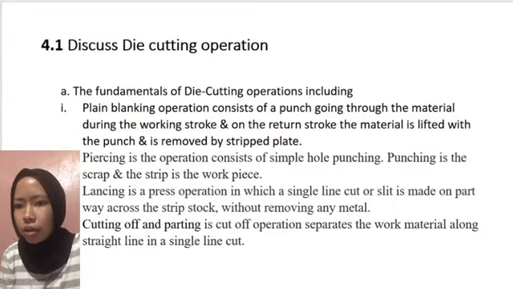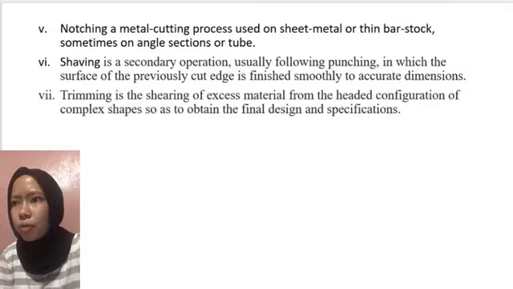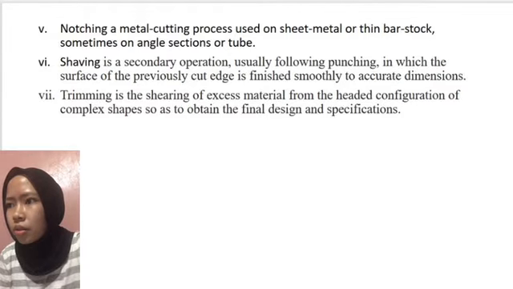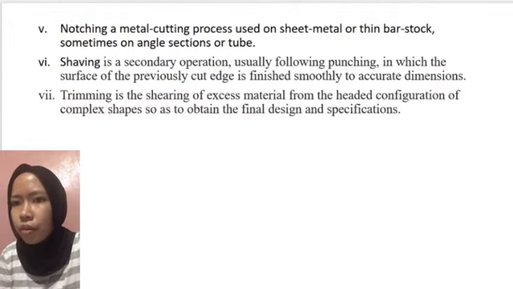Notching is a metal cutting process used on sheet metal or thin brass tube, sometimes on angle section or tube. Shaving is a secondary operation, usually following punching, in which the surface of the previously cut edge is finished smoothly to accurate dimension. Trimming is the shearing of excess metal from the head configuration of a complex shape so as to obtain the final design and specification.